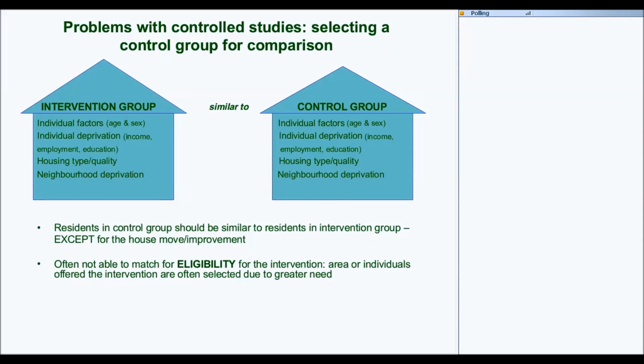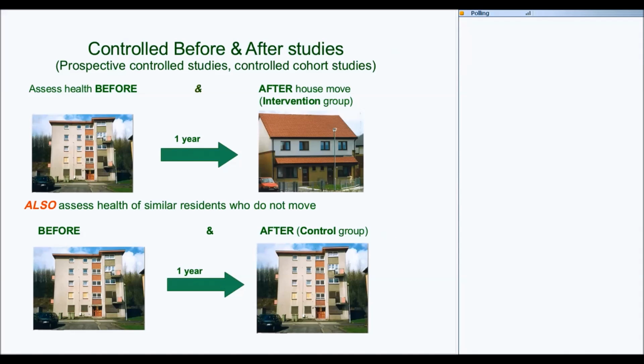But often, as you can imagine, that's not really possible, or certainly it can be possible, but it's a very difficult thing to do. So often what we have in terms of looking at health effects of housing improvement is what you would call a controlled before and after study. So this is where you also have a control group and an intervention group, so that you can compare between the two groups. But the groups are not randomised. And again, you're assessing the health before and after the people have moved and trying to assess them at the same time point.